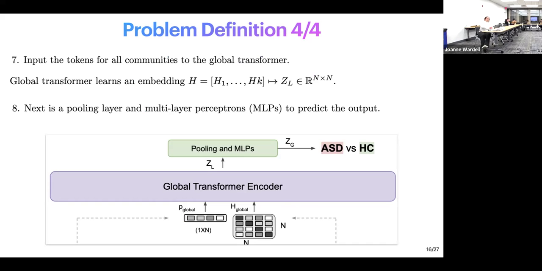Next, we take all of the tokens that are output from the local transformers, concatenate them together, and provide them to the global transformer encoder. This global transformer learns an embedding that maps all of these different tokens H to a latent matrix Z, which is also a square n by n matrix, and we'll explain how that works in the next slides. After that is a pooling layer and MLPs that are used to predict ASD versus healthy control.